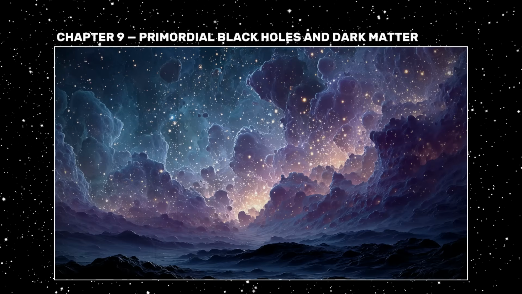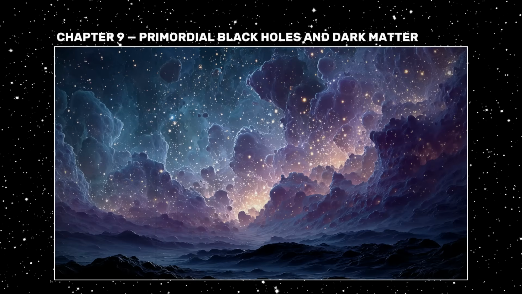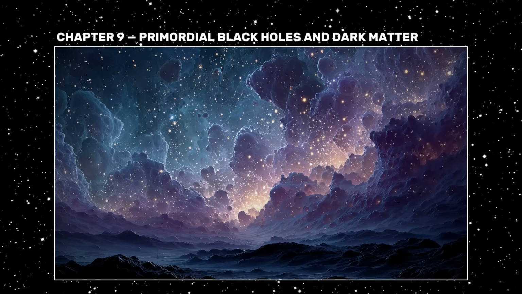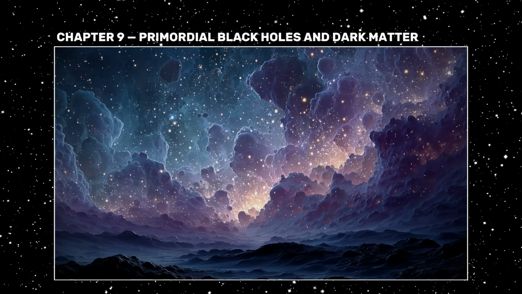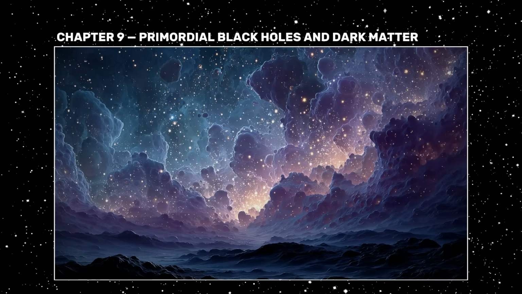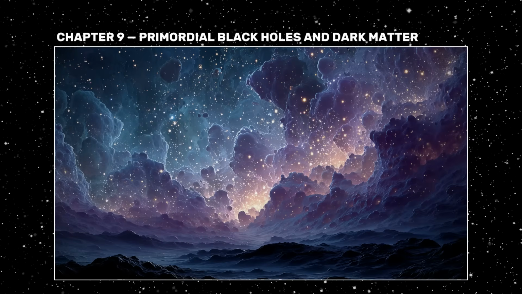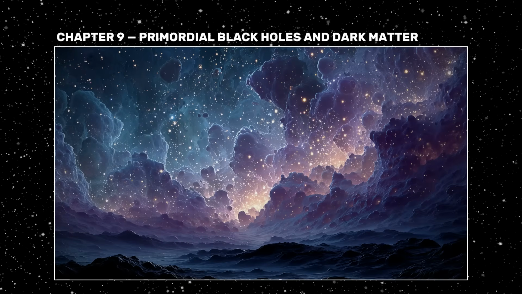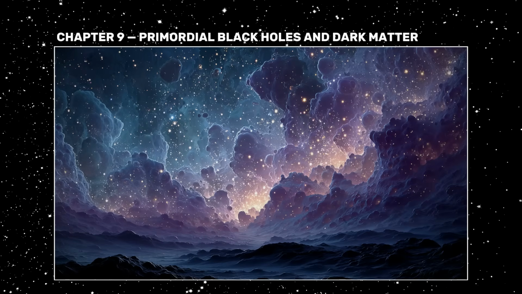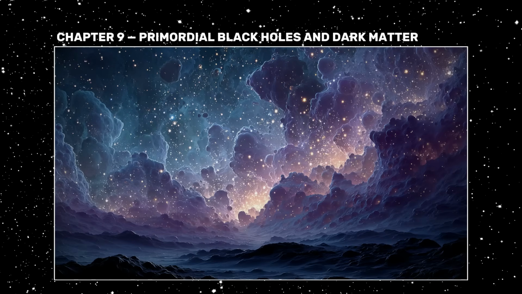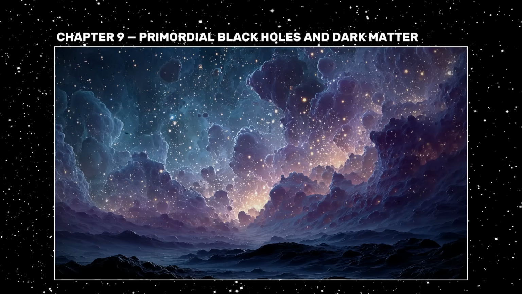Particle physicists proposed new particles, such as weakly interacting massive particles, or WIMPs. But another possibility was that dark matter consisted of compact, non-luminous objects. Primordial black holes, being massive but invisible except through gravity, fit the bill.